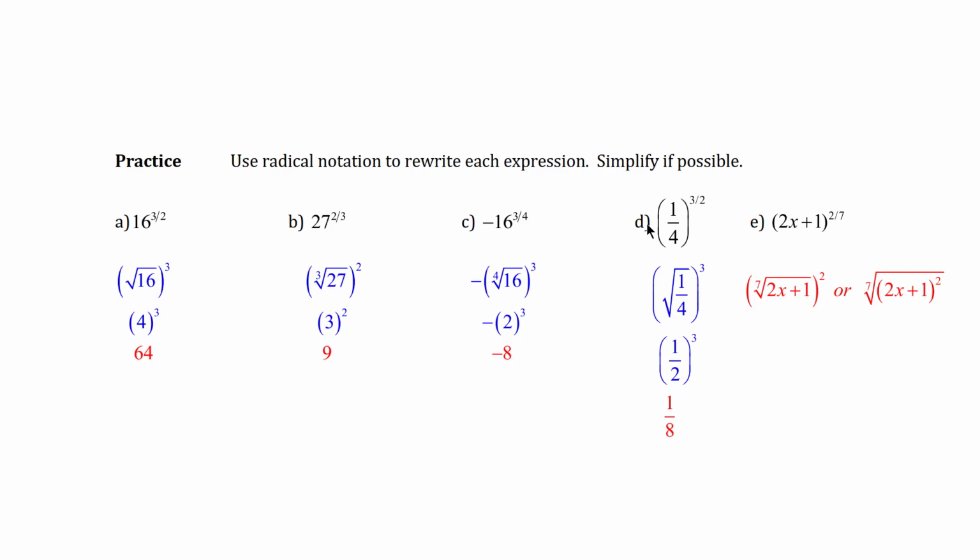For part D, we could rewrite this as parentheses, square root of 1 over 4, and then a cube on the parentheses. The square root of 1 over 4 is 1/2, and then we take the cube of 1/2, which is 1 over 8. For part E, we could rewrite this as parentheses, seventh root of 2x plus 1, and a square on the parentheses, or we could rewrite it as the seventh root of parentheses, 2x plus 1, and a square on the parentheses.